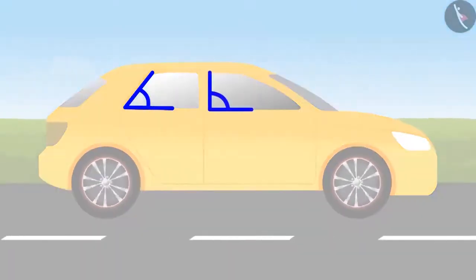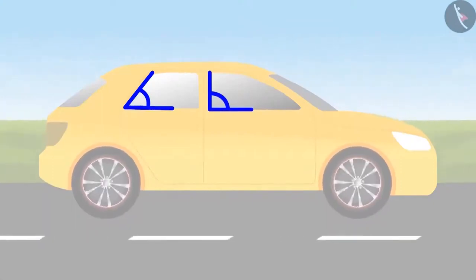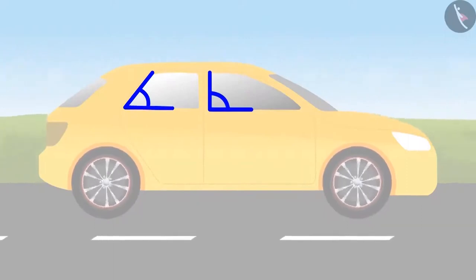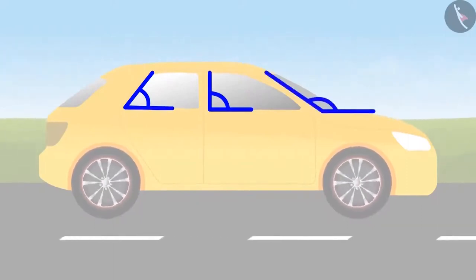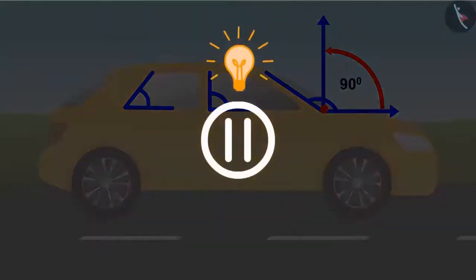In the front window, I can see an angle which is equal to a right angle. And between the front part of the car and the front glass, there is an angle which is larger than a right angle. You can stop this video and try to find out more angles here.